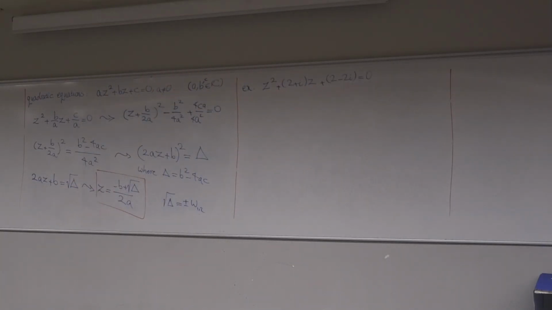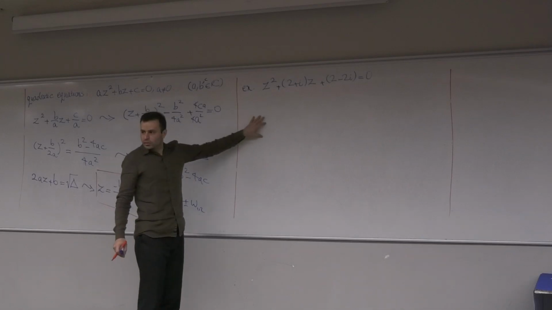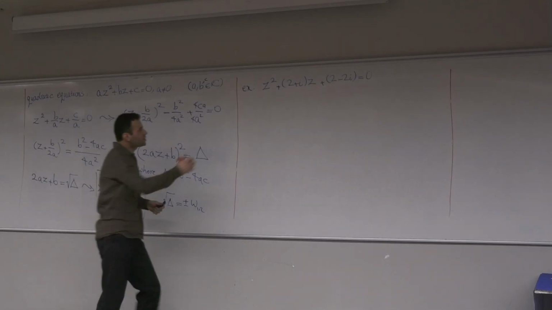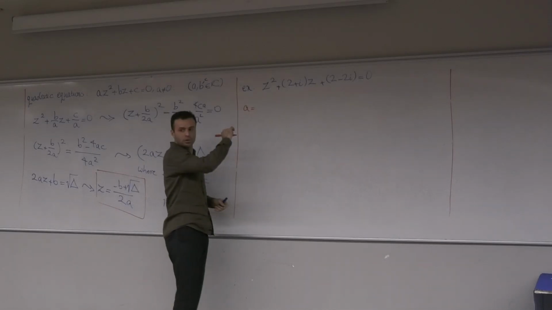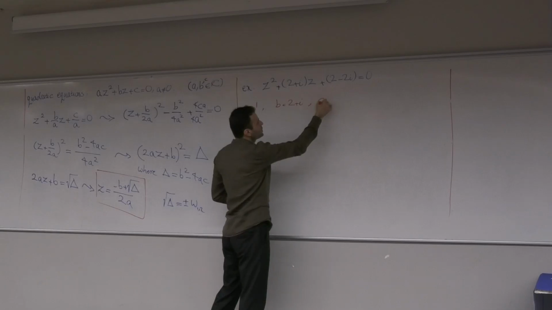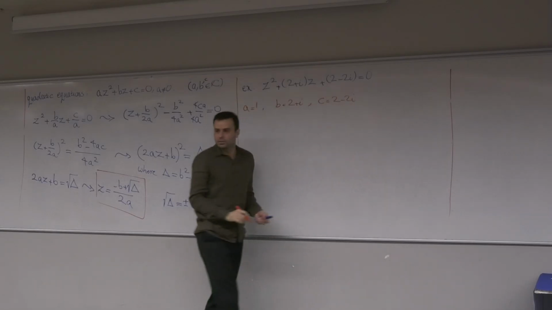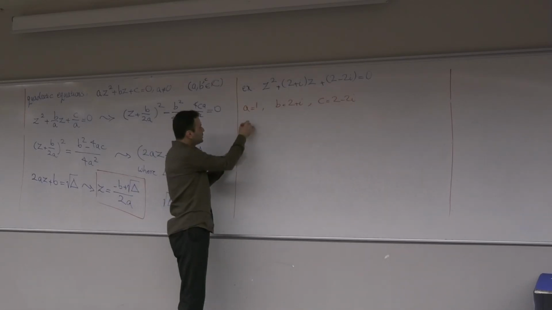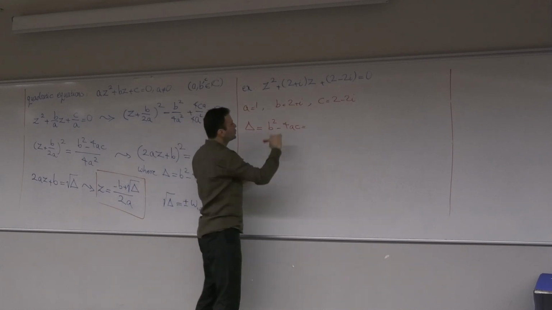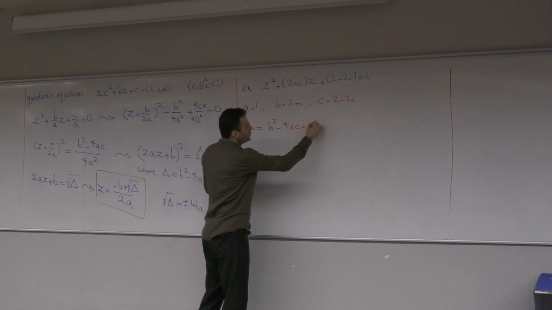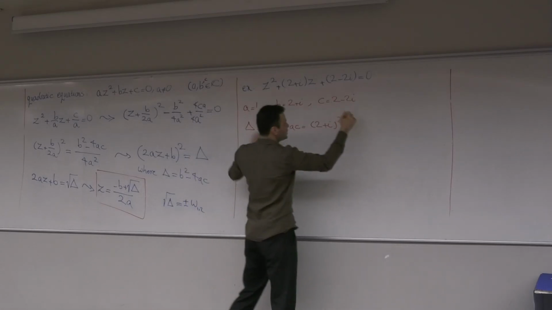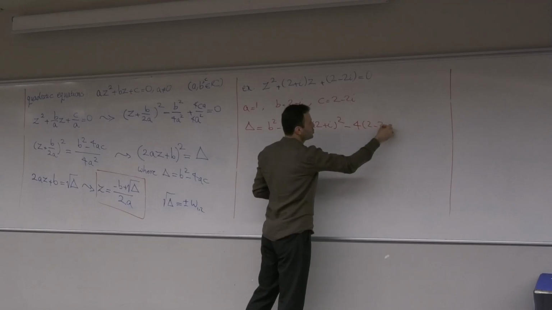First of all, if we want to solve this, we need to find this delta and place it here, right? What is our A here? First of all, 1. What is our B? 2 plus I. What is our C? 2 minus 2I. What is our delta? B squared minus 4AC, which is going to be equal to what? 2 plus I squared minus 4 times 1 times this, minus 4 times 2 minus 2I.